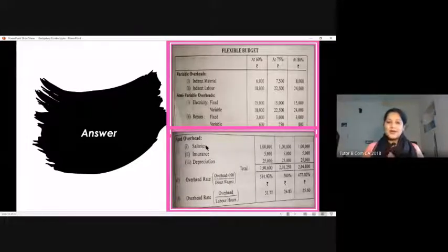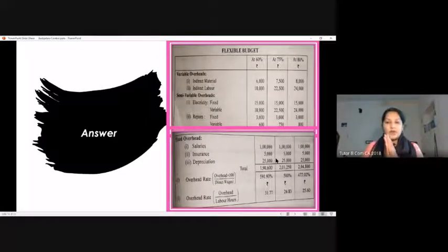Now, as I said, fixed overhead, there is no change. So fixed overhead remains the same for all the capacity levels, that is our salary expense, insurance expense and depreciation, which is already given in the question. We did not do any further classification for that.